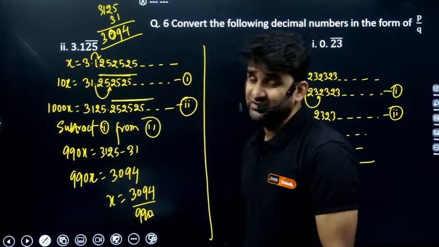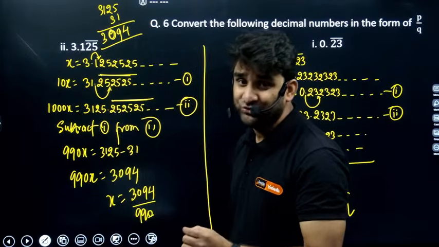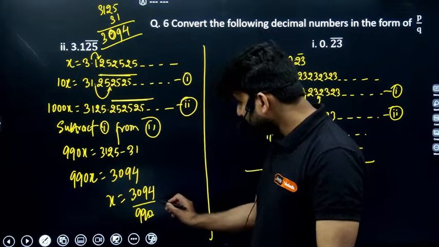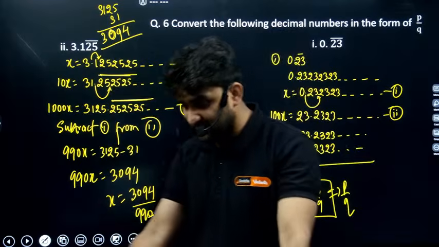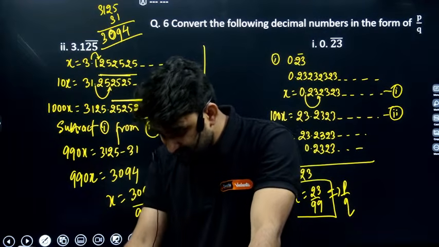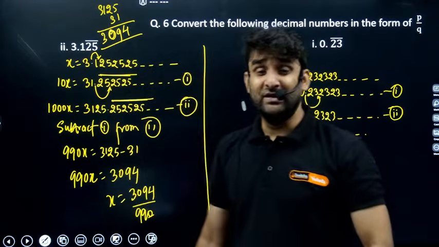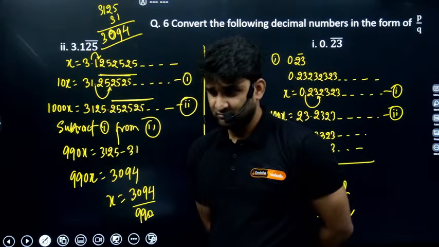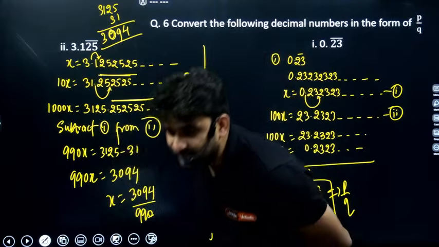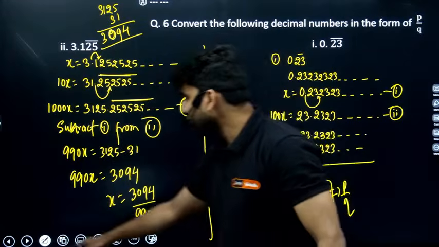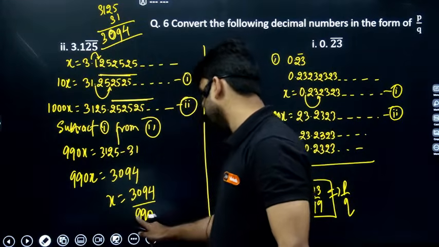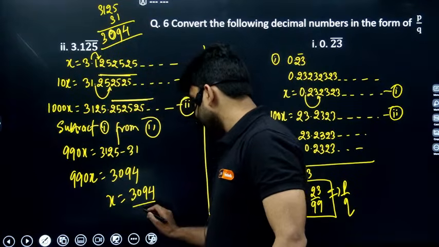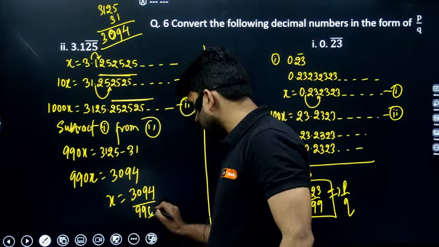Guys, this is very sad to see no one is giving me the correct answer for this question. This will be the correct answer: 3094 divided by 990. No one is giving me the correct answer. You guys have broken my heart. Sorry, sir. Shekhar Kumar Singh. Okay, Shekhar, no problem. If you are saying sorry, it is accepted. No problem. So let me write it clearly.